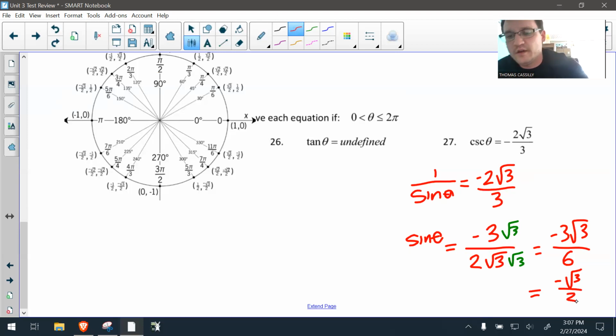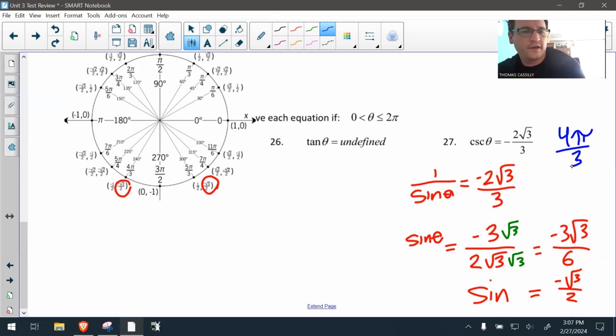All right, so where is sine equal to negative square root of 3 over 2? I see that right here and right here. All right, so the answers for this one, we're going to have 4 pi over 3. Second one is 5 pi over 3. And that one's done. Those are the two values of theta.